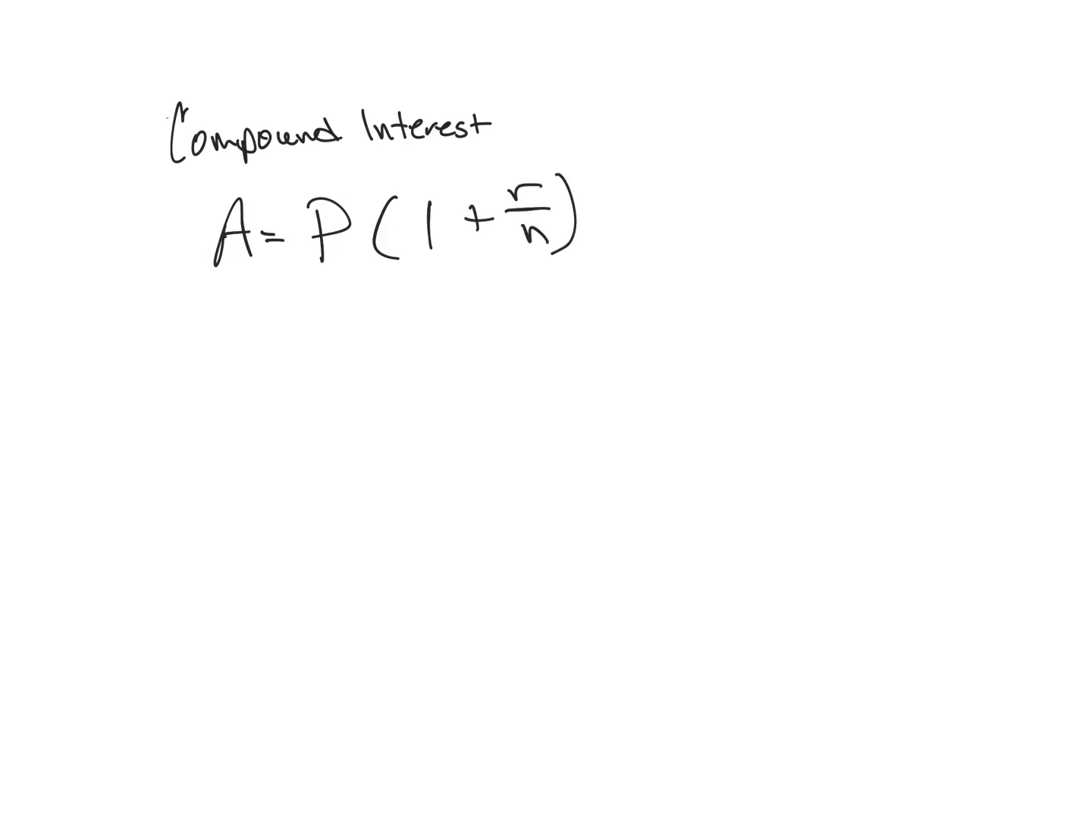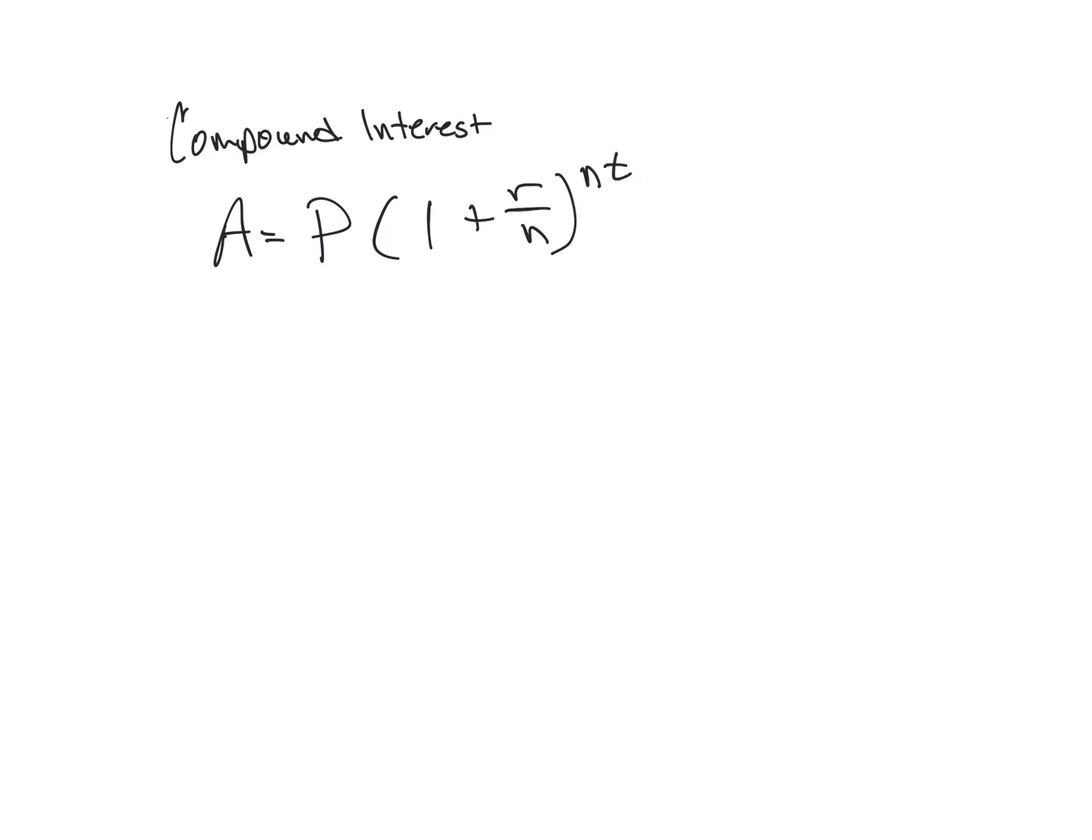Okay, so today we are going to talk about compound interest and compounded continuously interest. There are two different equations that you're going to need to know, formulas. Compound interest is A equals P times 1, again, that's the 100%, plus R over N, to the power of NT.